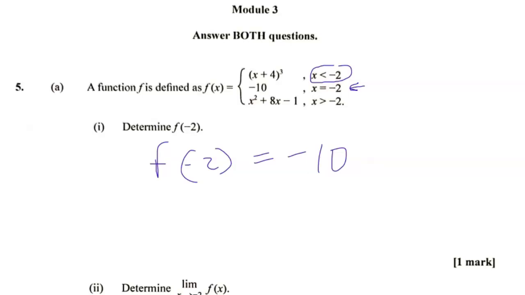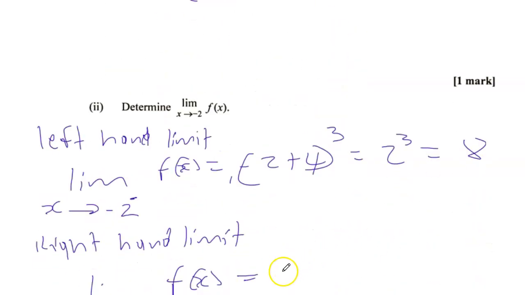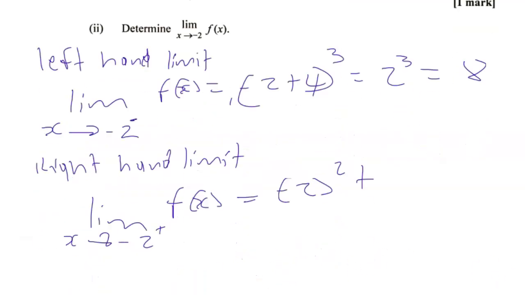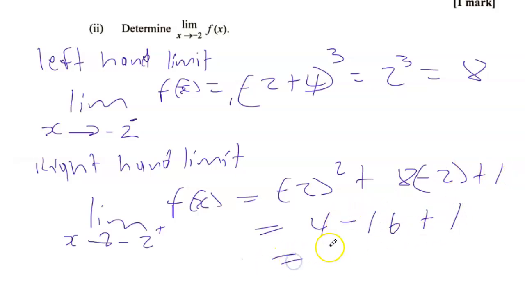So this becomes negative 2 all squared plus 8 times negative 2 minus 1. So negative 2 all squared is 4. 8 times negative 2, that's negative 16, minus 1. So 4 take away 16, that's negative 12. Negative 12 minus 1, that's negative 13.